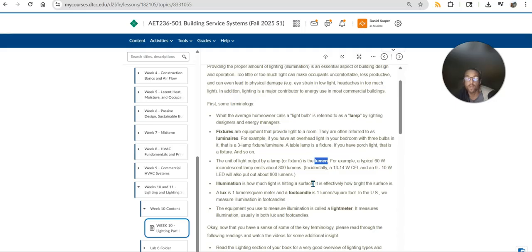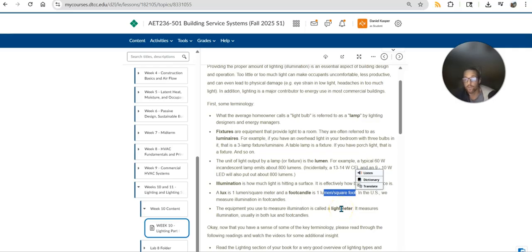Okay. Illumination. This is really important. This is one of the really important metrics that we use for lighting design. And so illumination is brightness, basically. It is how bright a surface is. And there are two ways to express that. There's the lux, which is 1 lumen per square meter. Okay, so that's basically your metric version. The English version, which is what we use, is foot candle. A lux is 1 lumen per square meter. A foot candle is 1 lumen per square foot.